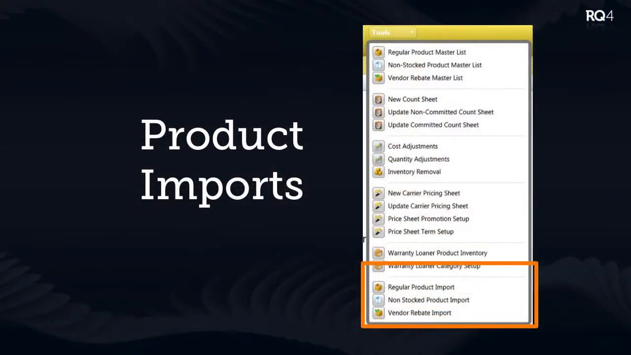So one thing that we like to assume people have seen and are using are our product imports. So anytime you have to add a brand new product to your inventory, Jeff mentioned earlier the Create Similar. That's a great tool for a one-off product. But we want you to be aware of the import tool that we have. You can bring in regular products, non-stocked, and vendor rebate products in bulk. Whether it's 5 or whether it's 500, you can do it all with one import.